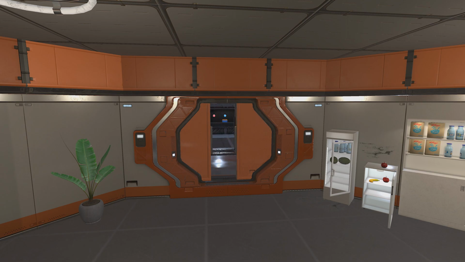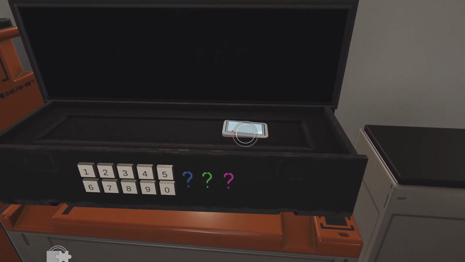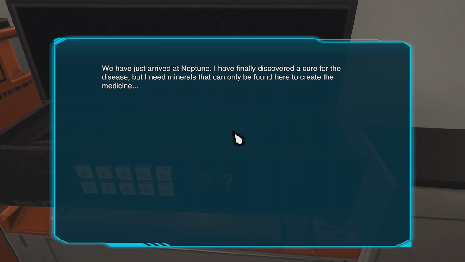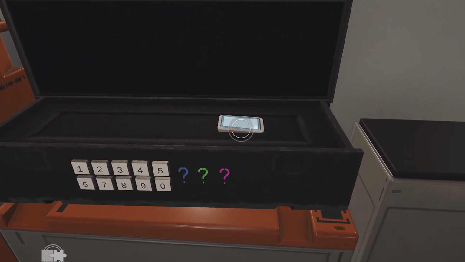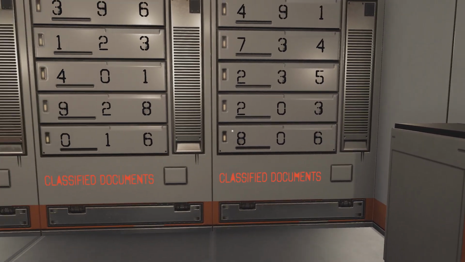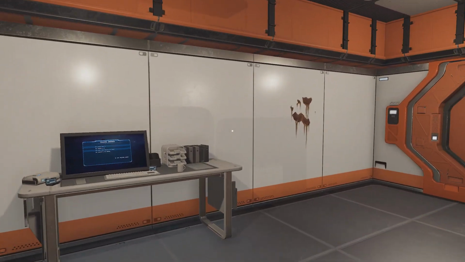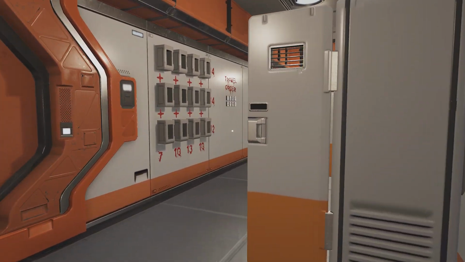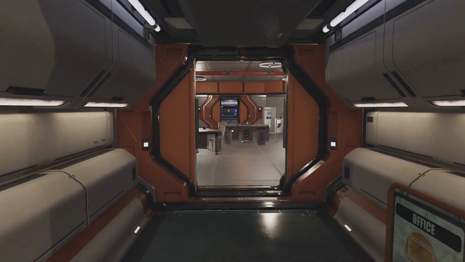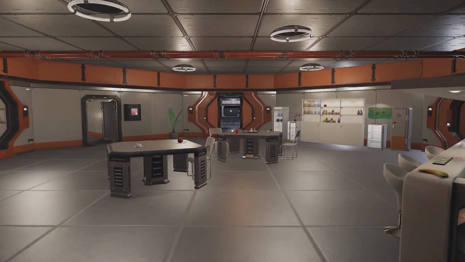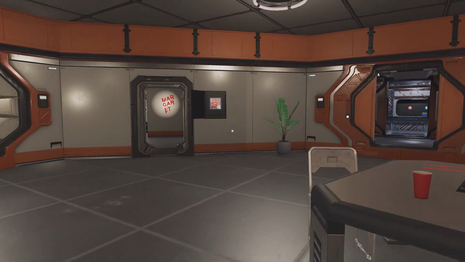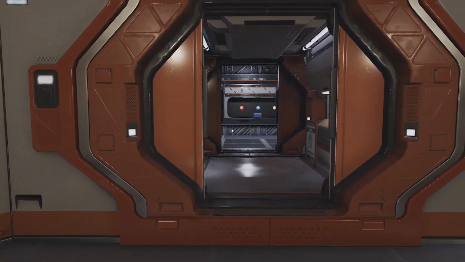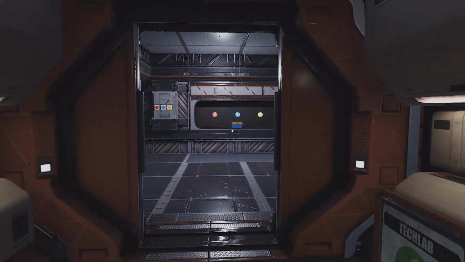See, the more other puzzles I solve, the more it makes me believe that it is just broken, because we've just arrived at Neptune. I have finally discovered a cure for the disease, but I need minerals that can only be found here to create the medicine. Clearly I understand the logic behind most of these puzzles, but that one, I got nothing. What was sprint again? There it is. I really have just nothing.